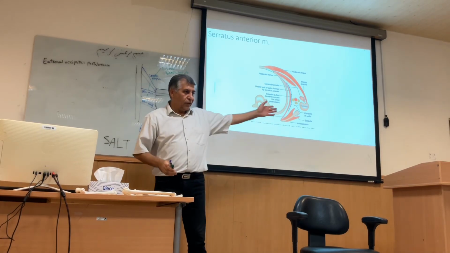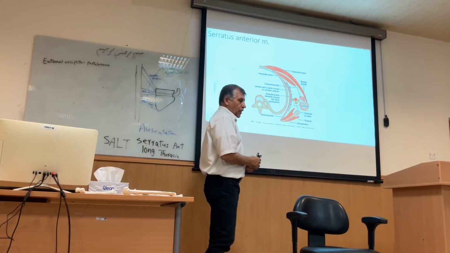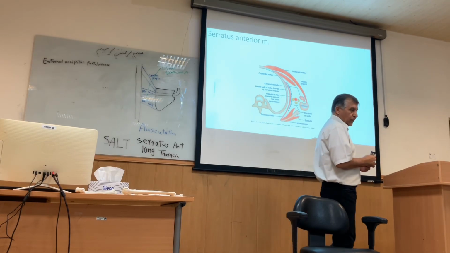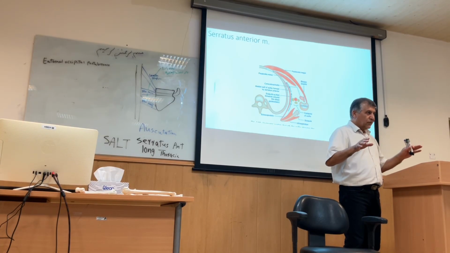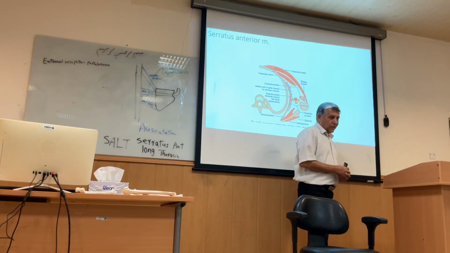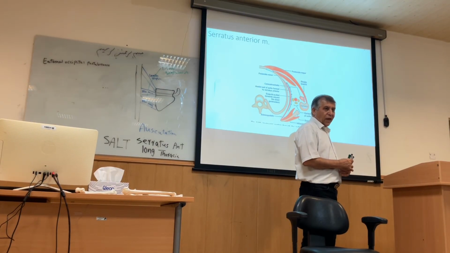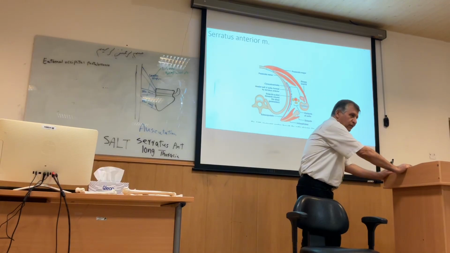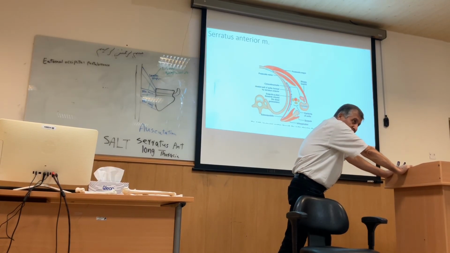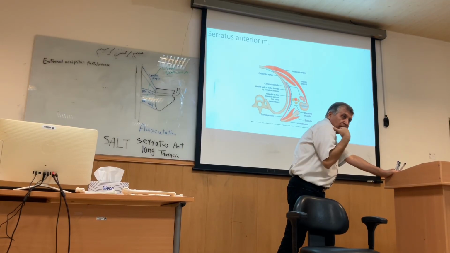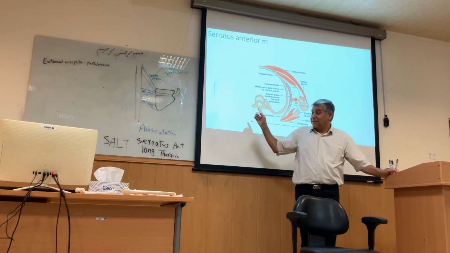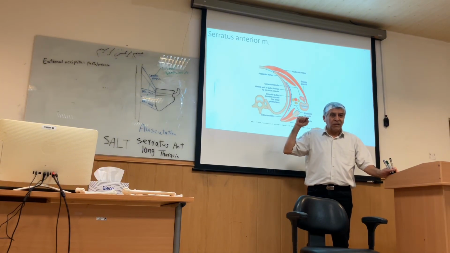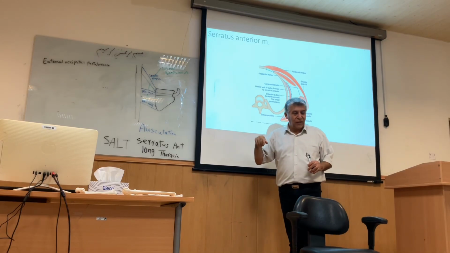When I push something, this is shoulder protraction. Which muscles contribute to shoulder protraction? Serratus anterior and pectoralis minor.